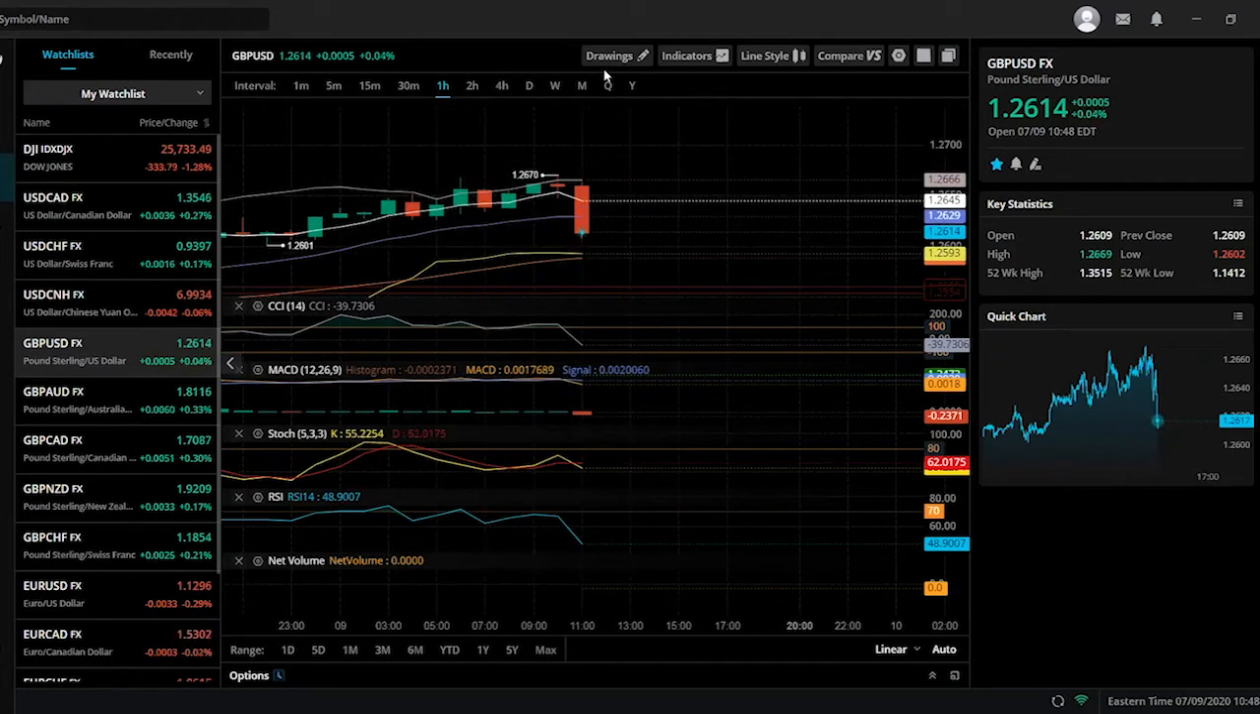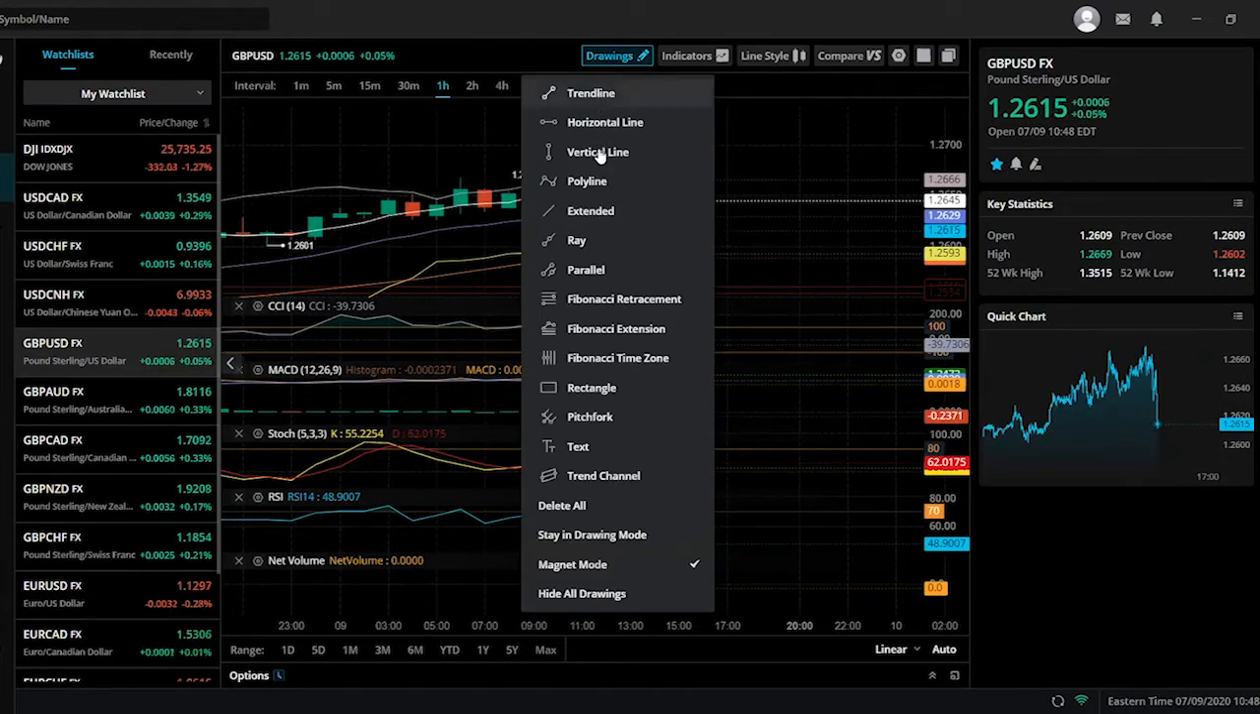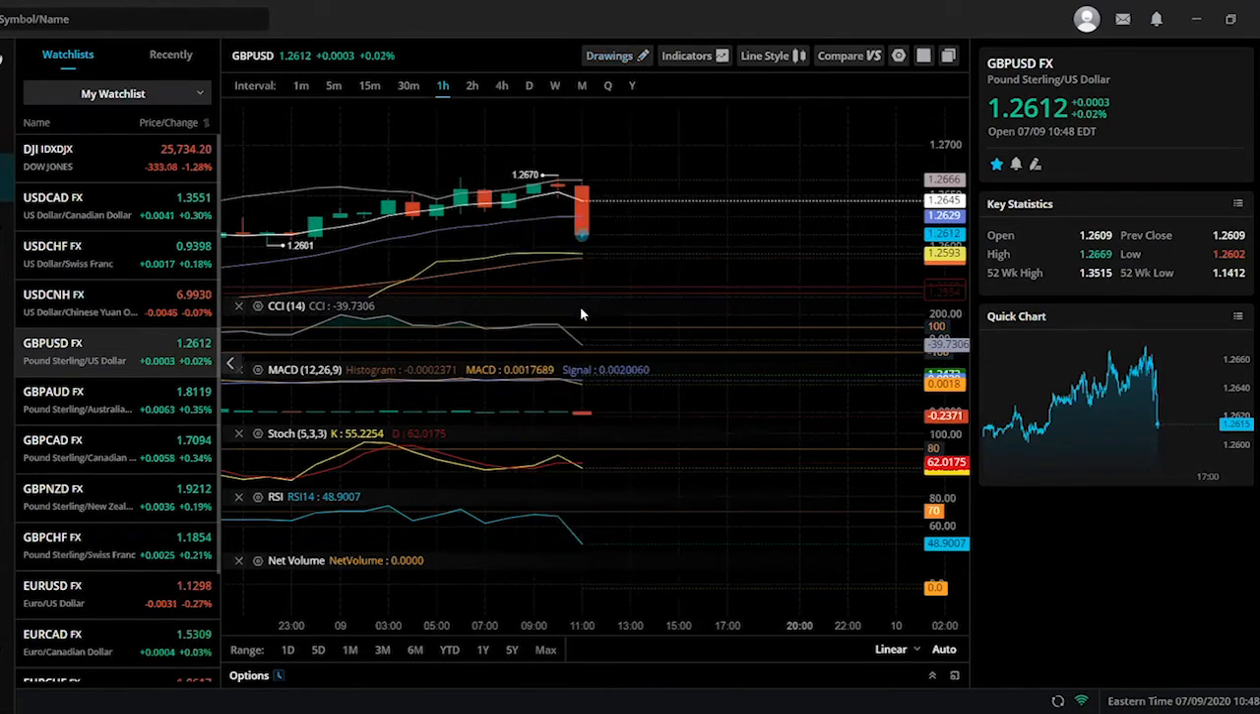So you can come up to here, drawings. We want to grab our Fibonacci retracement tool, okay? This is a really good tool that gives you your support and resistance levels on a true higher time frame. And then we can trade in between it as well, okay? So it's right here, drawings, Fibonacci retracement.